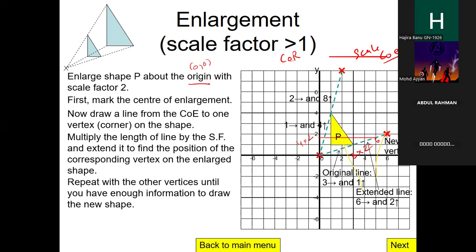For the third one also, you see, if I join, it is only one box. So if I multiply 1 with 2, it will be 2. So 1, 2. The new corner is here. And then when you draw it, the shape is enlarged.